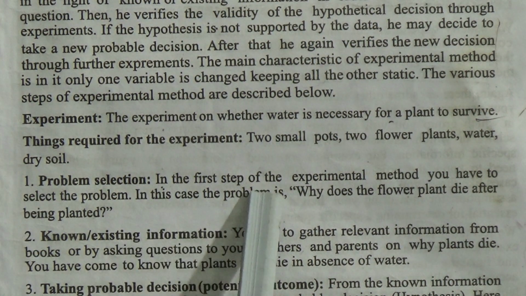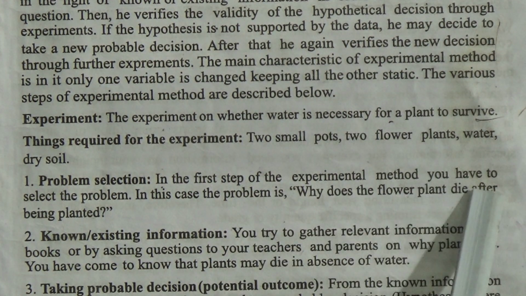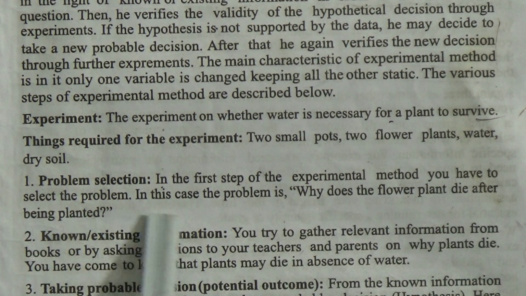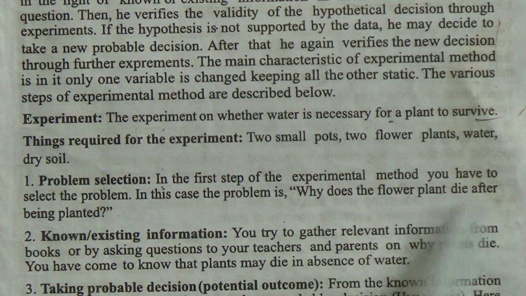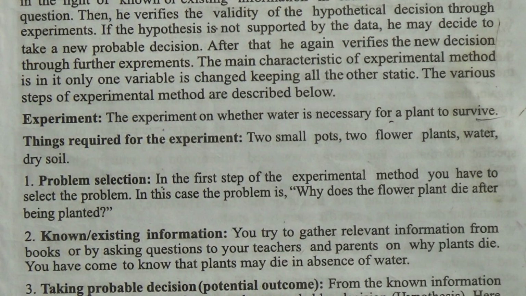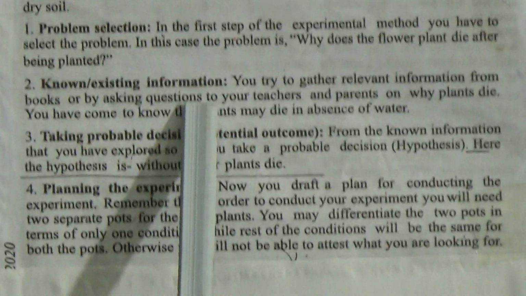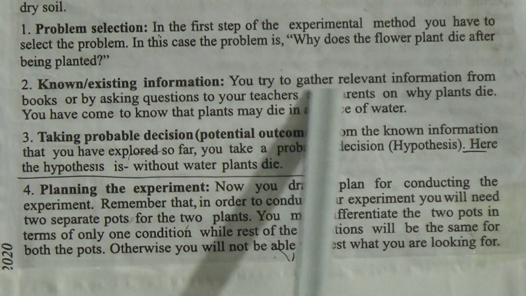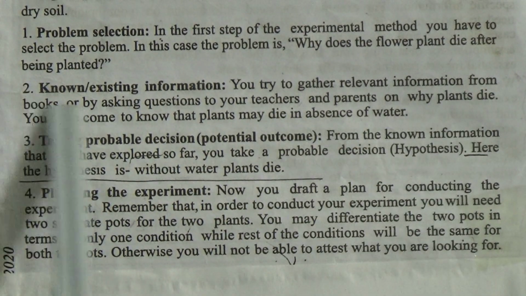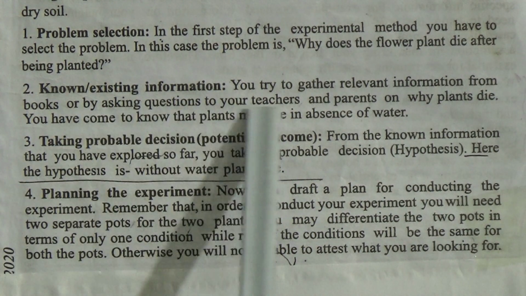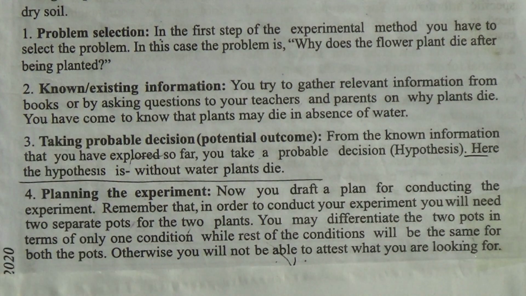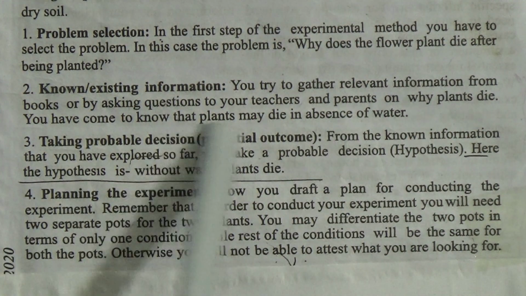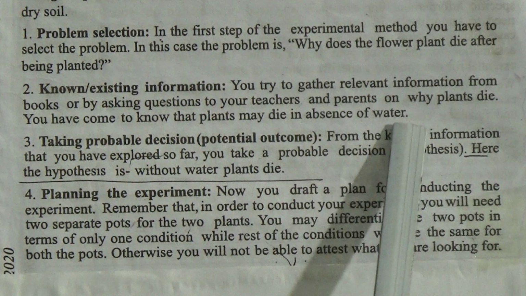Problem selection. In the first step of the experimental method, you have to select the problem. In this case, the problem is, why does the flower plant die after being planted? And the next step, known existing information. You try to gather relevant information from books or by asking questions to your teachers and parents on why plants die. You have come to know that plants may die in the absence of water.